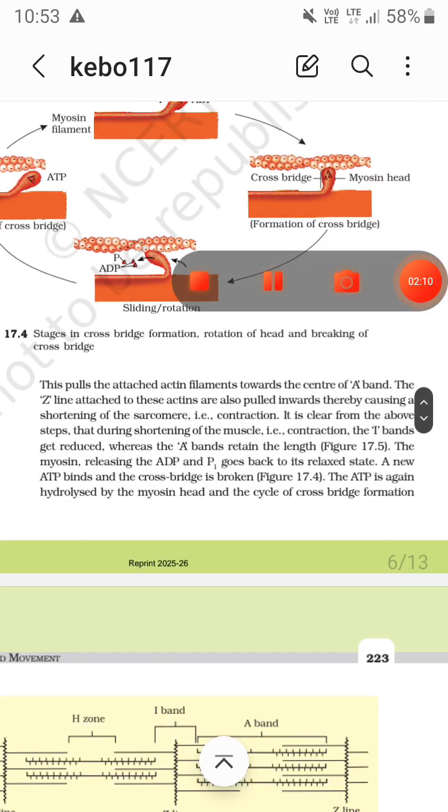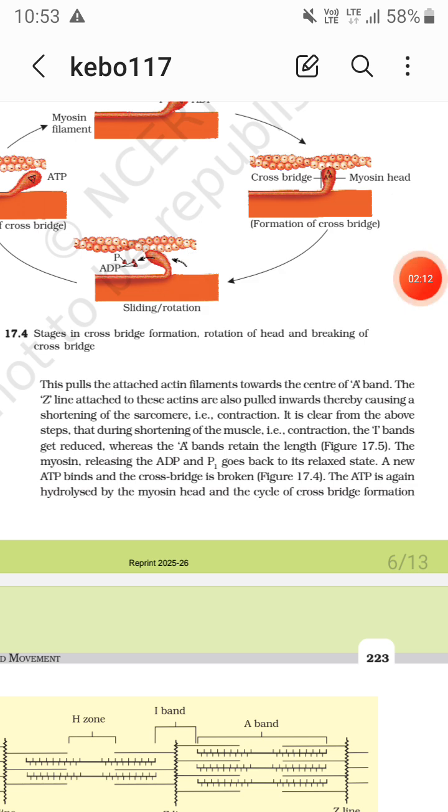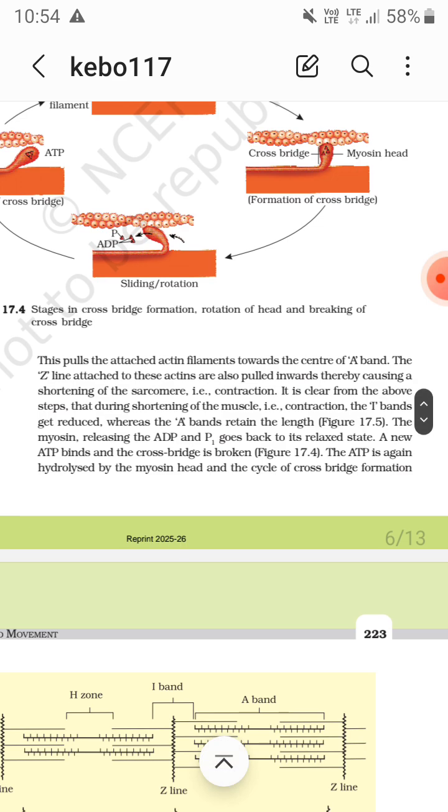Now this pulls the attached actin filaments towards the center of the A band. The Z line attached to these actins is also pulled inwards, thereby causing a shortening of the sarcomere, that is, contraction. So shortening of the sarcomere is contraction. Now during this contraction, the I bands get reduced while the A bands retain their length. A new ATP binds and the cross bridge is broken.